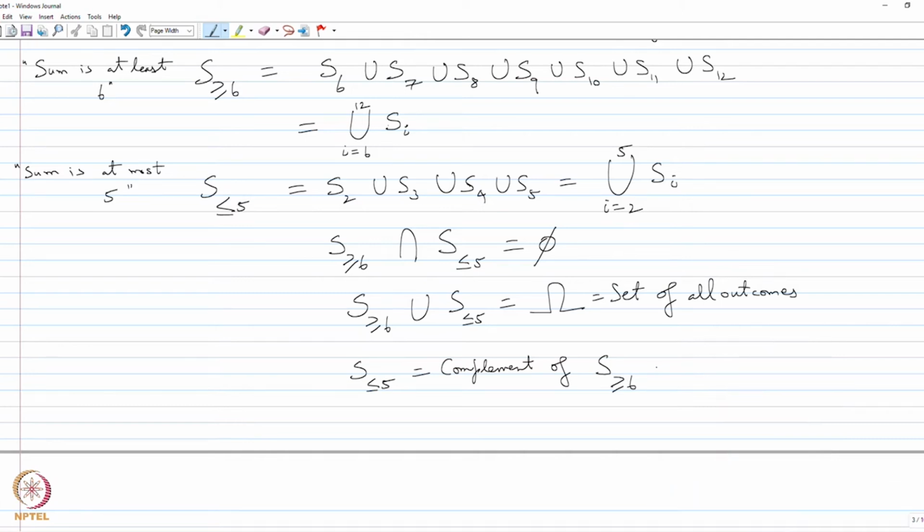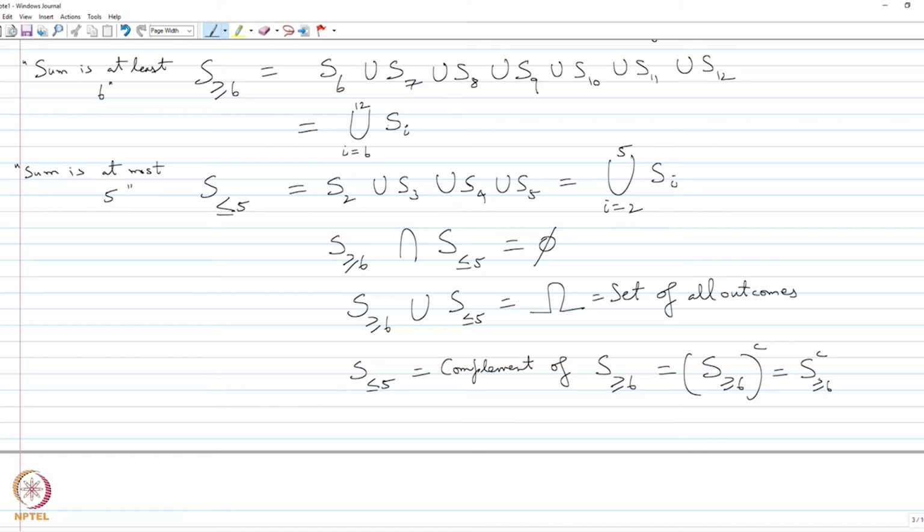Okay, so what do I mean by complement? It means you have this set of all omega. If you intersect it with the complement of this guy, you get this. So this complement has this notation which is S greater than or equal to 6 complement, or people also denote it simply as just a c on top. In fact, this is the difference of omega and this set. Everything that is not in S greater than or equal to 6 will be in S less than or equal to 5, and we can see that clearly from this example.